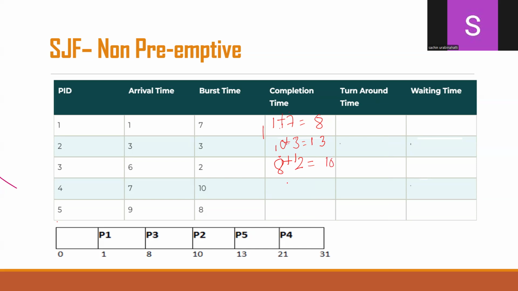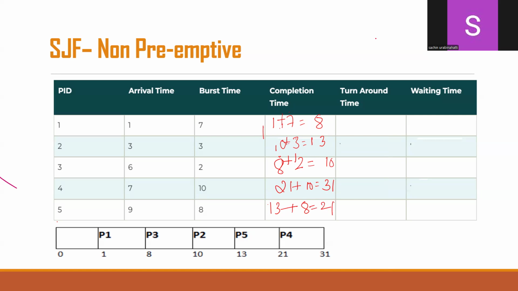And process number P4, what is the start time? If you see the Gantt chart over there, it is 21 plus what is the burst time of that? The burst time of that is 10. So the completion time will definitely be 31, correct? So P5 starts, if you see the Gantt chart over there, at 13, okay? P5 starts at the 13th unit of time plus what is the burst time of that? It is 8, right? So 13 plus 8 is equal to 21. So these are your completion times, right?